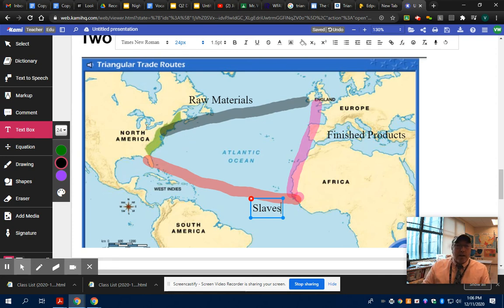I guess my triangle got a little wonky there. All right. But either way, the colonies are producing raw materials, and the mother country is producing finished products, and Africa is being robbed of its people through slavery, and they are being sent back to the colonies. So two quick ways to look at mercantilism and the triangle trade.